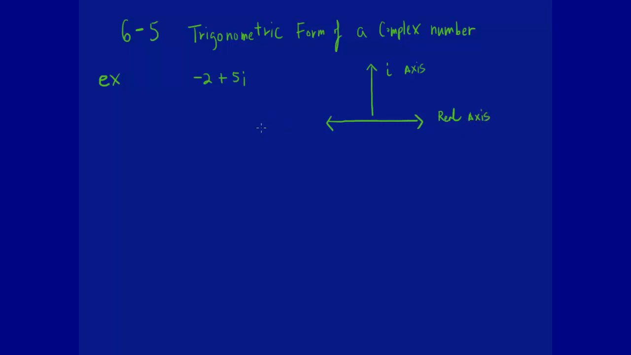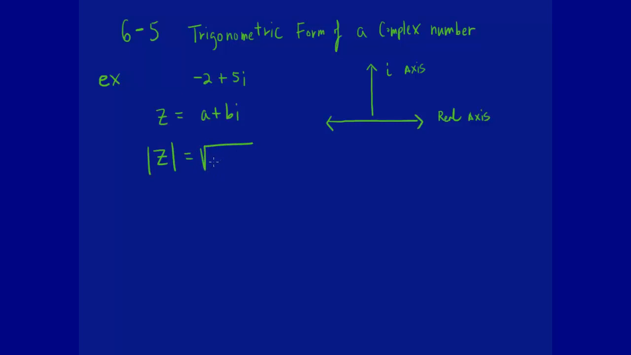So let's see how we're going to set this one up. The way we're going to do it is we're going to say that z is given by a plus bi. So using our formula for an absolute value, we're simply going to take the absolute value of the z value. That means we're going to take a square root.